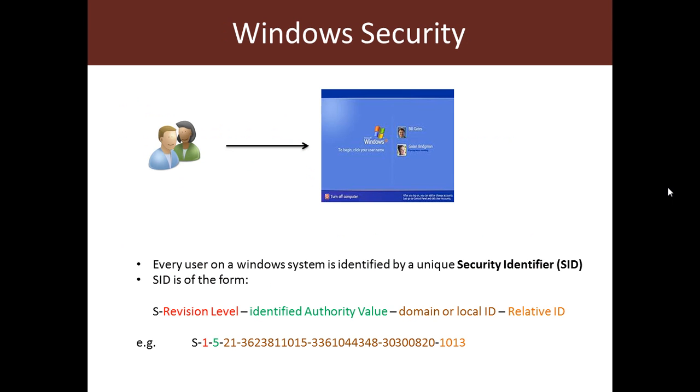Every user on a Windows system has a unique ID called the security identifier, or SID. Now, the SID is of the form S-revision level, which is 1 till now. After that, the identifier authority value, which could be the local system or a domain controller. Then you have a domain or a local ID, which is a variable part, and then finally a relative ID. Basically, the SID is going to be unique for every user on the system and in the domain.